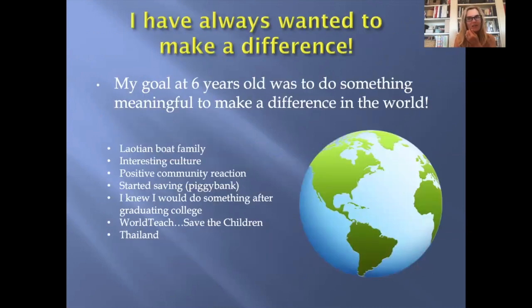But to begin my story, how I first developed my passion for global health. When I was young, I was about 6 years old, I used to save my allowance, and my sister wanted to save her money to buy a limousine, and I wanted to save my money to make a difference in the world, to help someone. Our church had adopted a Laotian boat family, and because I was so shy at the time, I was selected in my class to befriend the new Laotian girl named Rasame and teach her about American culture.